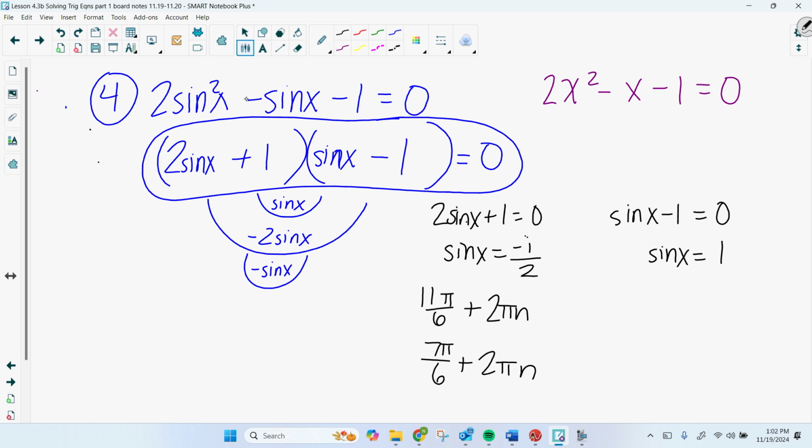Now I need to do this one. This one's a little shorter. Where does sine equal 1? Pi over 2. Yeah, this one, pi over 2. And I guess I'll write x equals. So this one's x equals pi over 2. And it will repeat every 2 pi also, because again, the period of this function right here is 2 pi. And so it's just going to repeat every 2 pi.